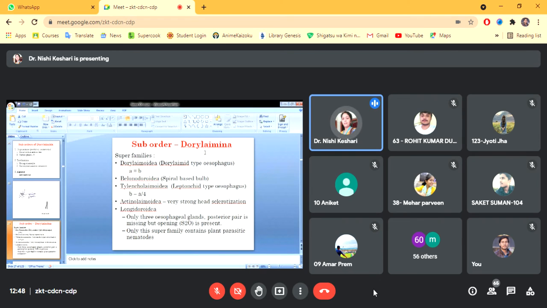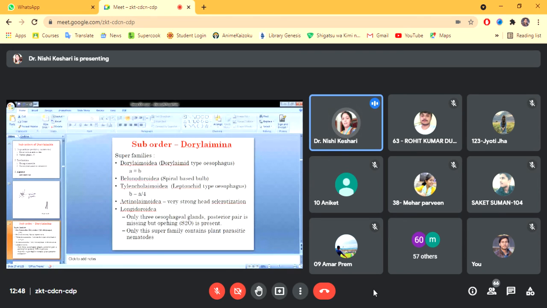Now the suborder Dorylaimina. They have plant parasites. They are again grouped into Dorylaimoidea, Belondiroidea, Diphtherophoroidea, Actinolaimoidea, and Longidoroidea. You don't need that much detail, but just know that Dorylaimina has plant-parasitic nematodes, and they include these five superfamilies.